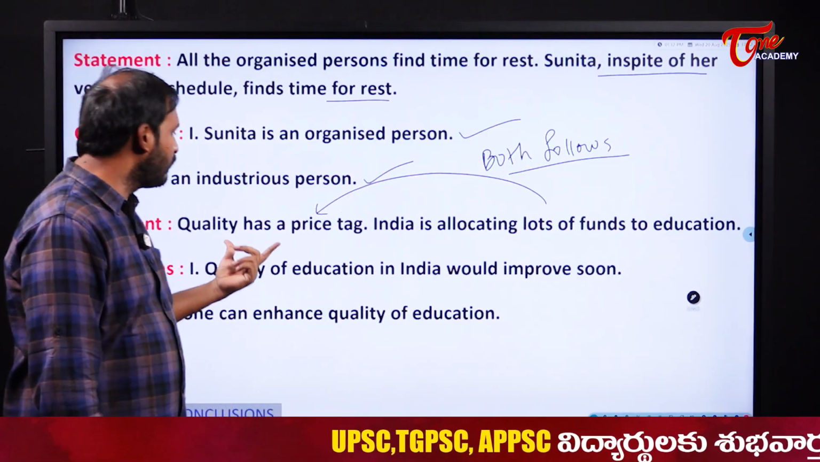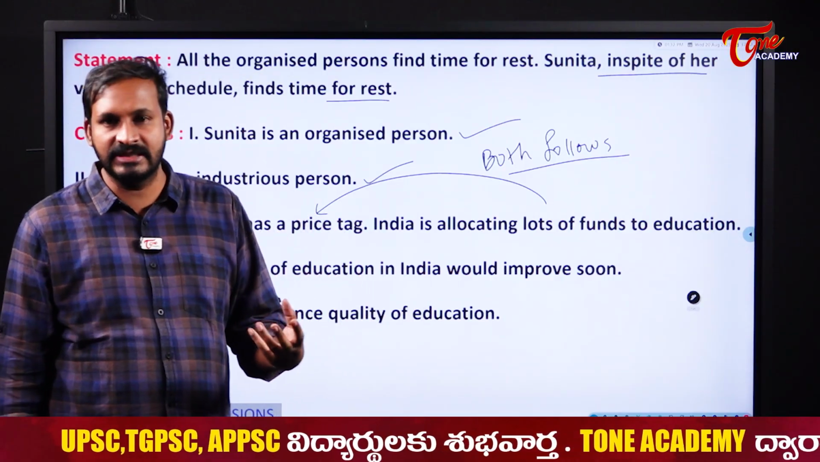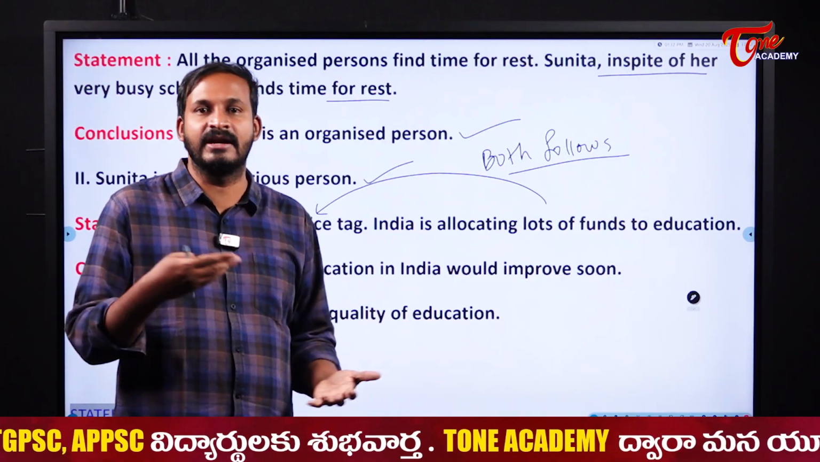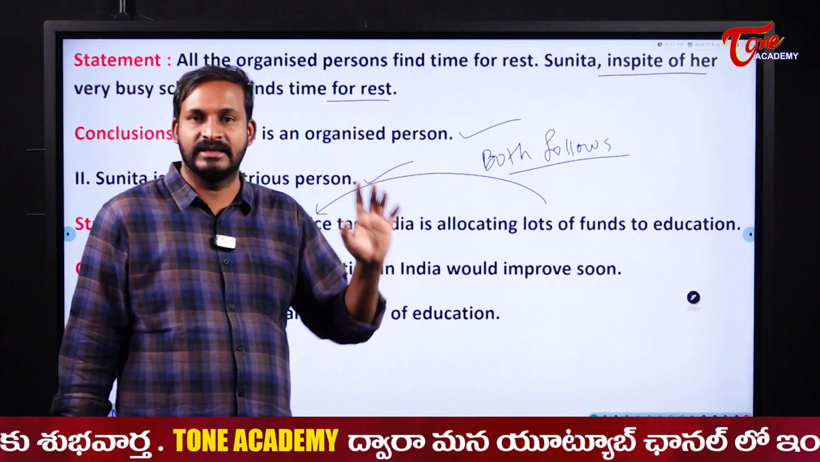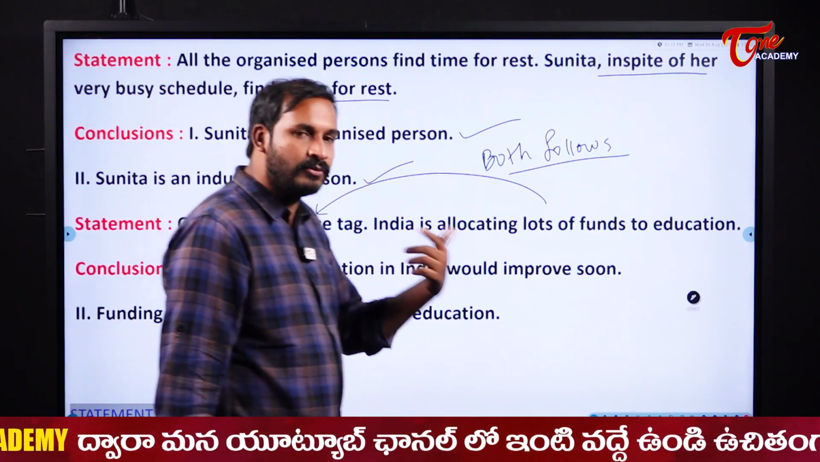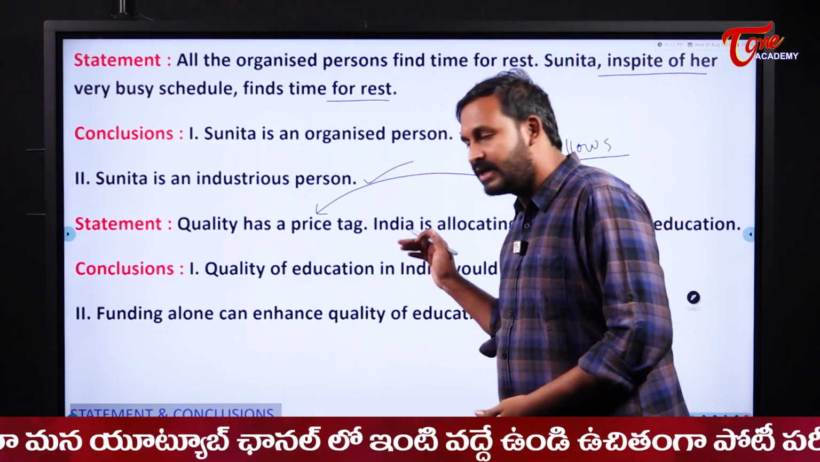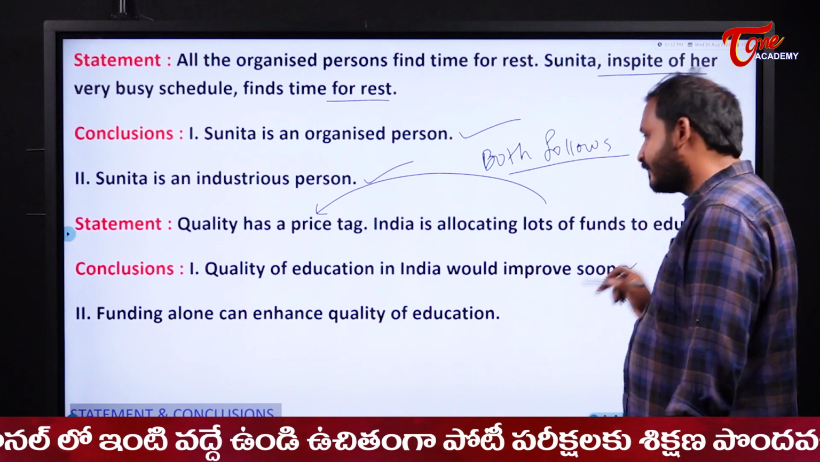If they say that quality has a price tag and India is allocating more money on food products, yes, they want to increase the standard of food of the people. That is the reason they are investing more money. That is how you need to think. Now, quality of education in India would improve soon. Yes. Why? Because they are spending more money, so obviously the quality increases.